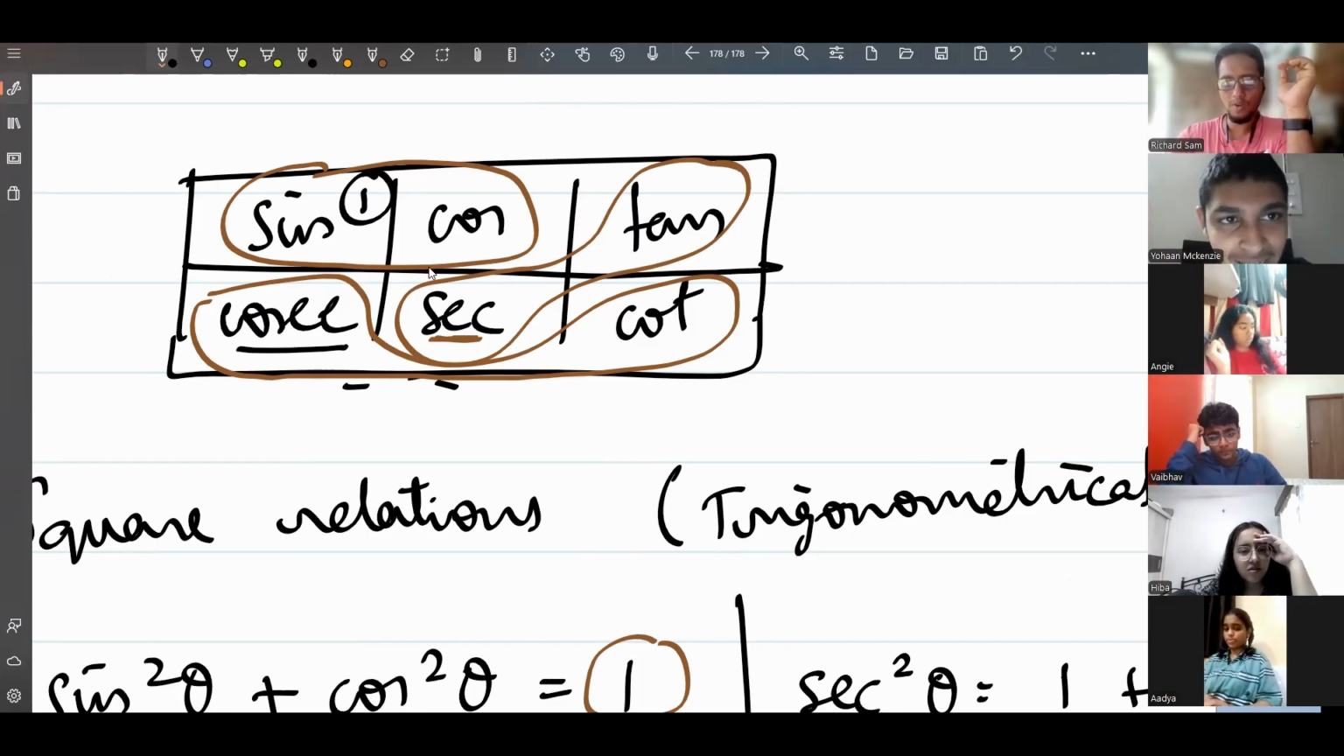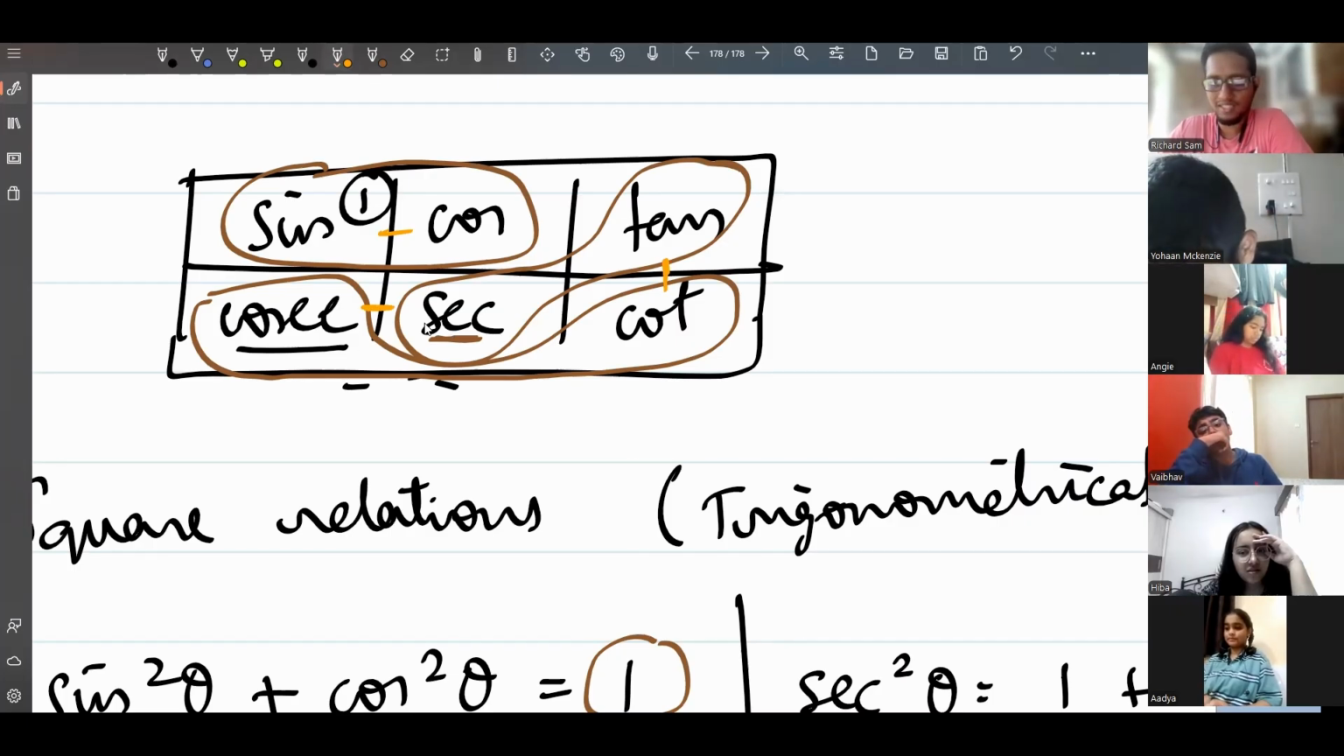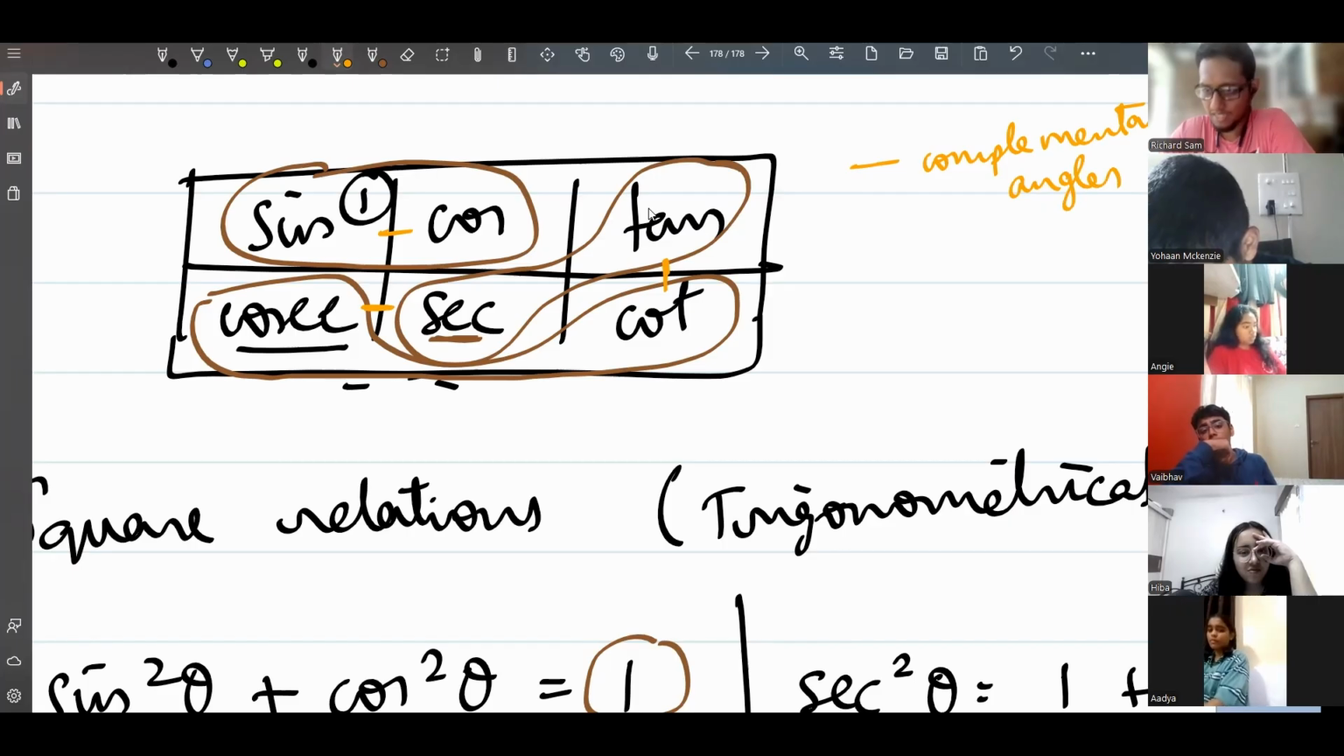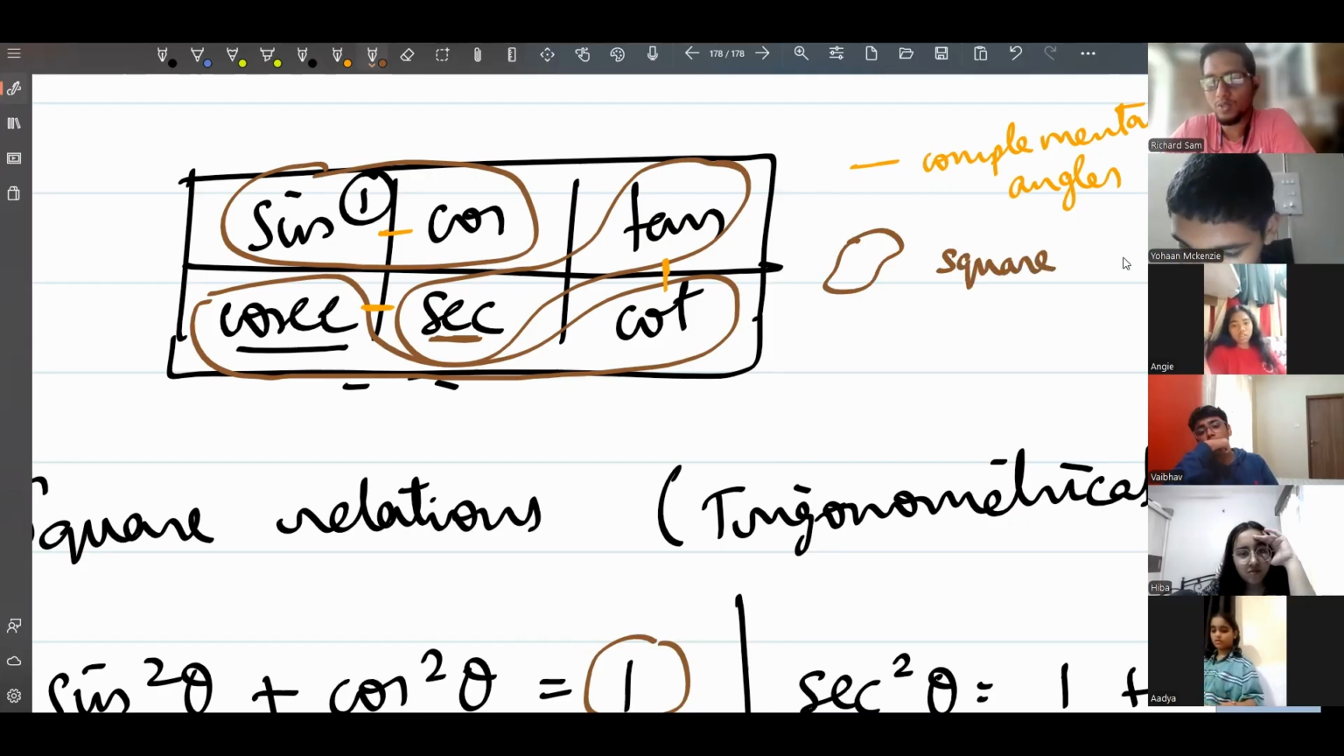Then we saw the dash relation. Let's call it dash because we had put a dash here, right? This one, and this. Between sine and cos, between tan and cot, between cosec and sec. What were those relationships called? The dashed relationships are called complementary angles. Is that clear, everyone? Complementary angles, right? The 90 minus theta formulas. And then we saw this, what I've circled, right? Those relationships were called square relations.